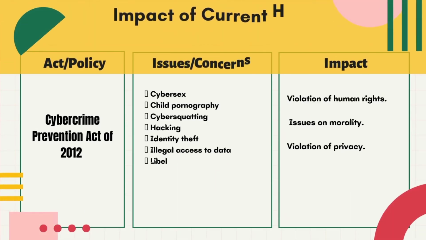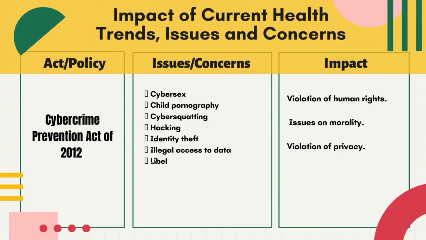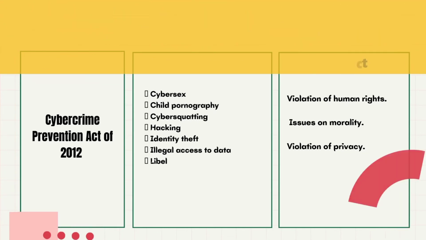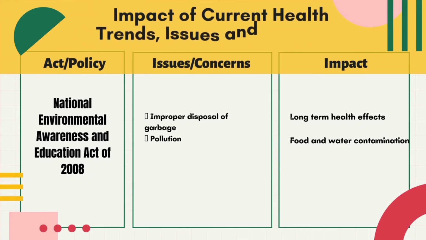Act or Policy Number 6, Cybercrime Prevention Act of 2012. Issues or concerns: cybersex, child pornography, cybersquatting, hacking, identity theft, illegal access to data, libel. Impact: violation of human rights, issues on morality, violation of privacy. Act or Policy Number 7, National Environmental Awareness and Education Act of 2008. Issues/concerns: improper disposal of garbage, pollution. Impact: long-term health effects, food and water contamination.